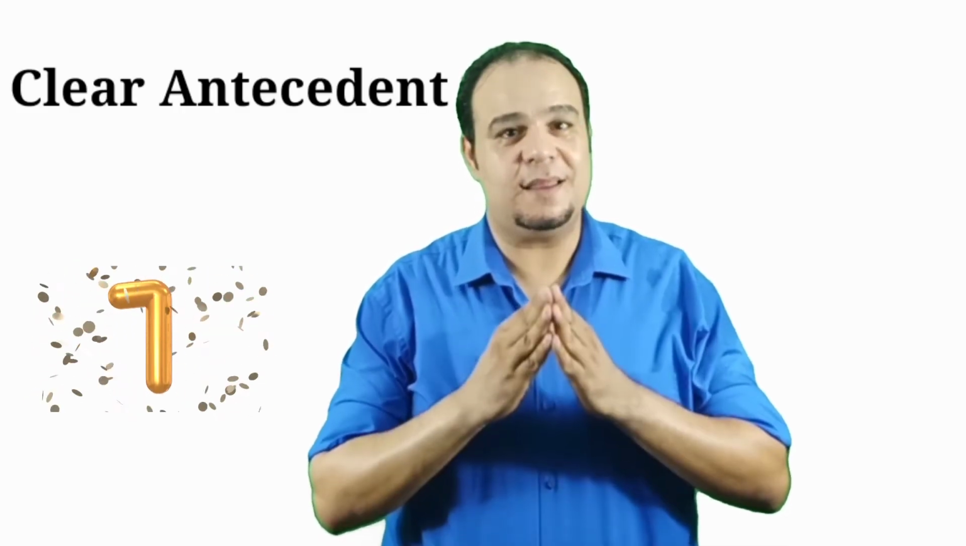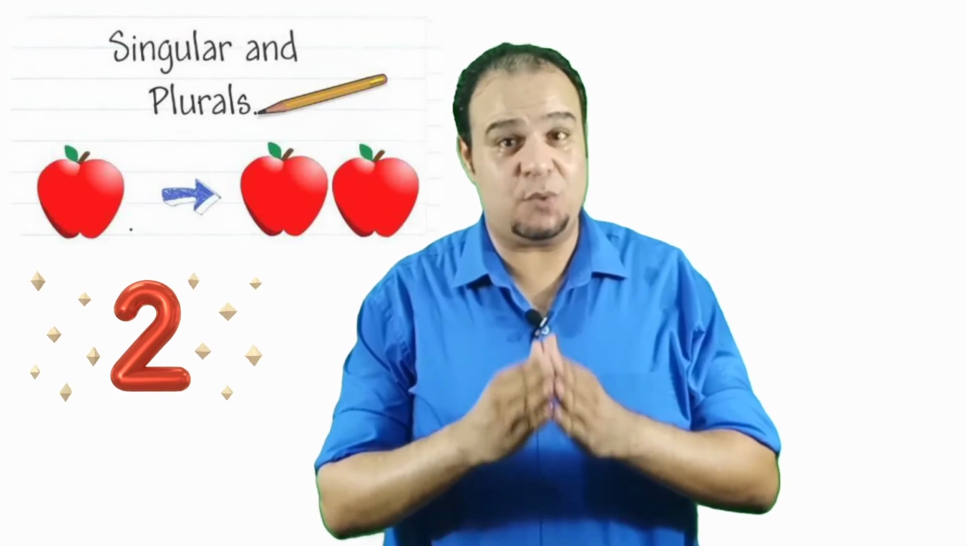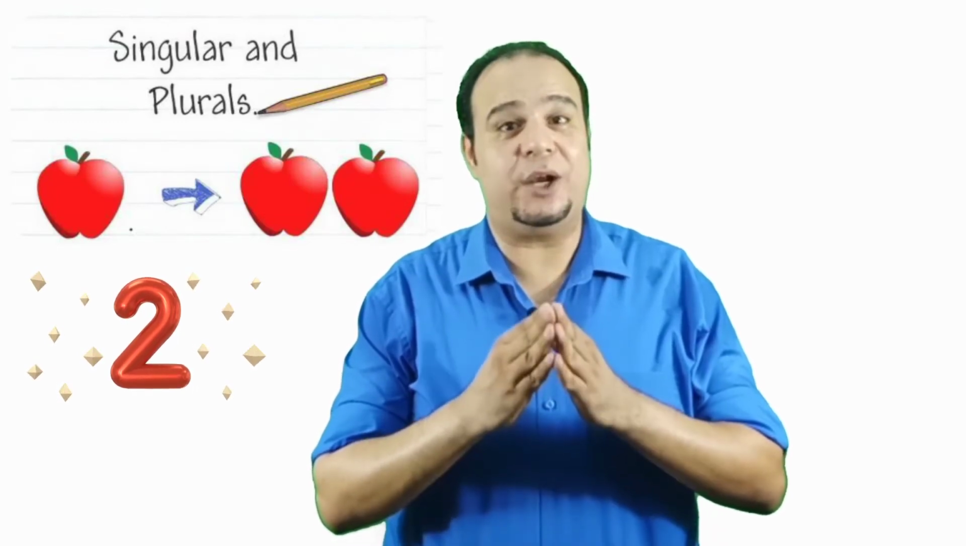Every time you deal with a question that has a pronoun in it, make sure of three things. The pronoun has a clear antecedent. The pronoun agrees in number with its antecedent. The pronoun agrees in gender with its antecedent. You can't say Sarah, he, or Robert, she.